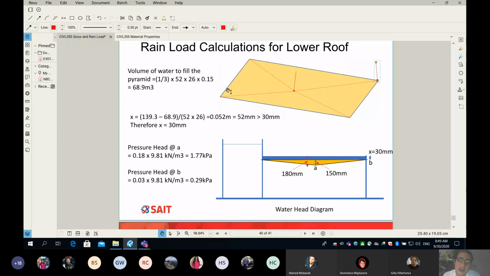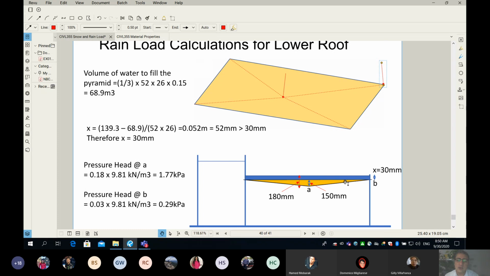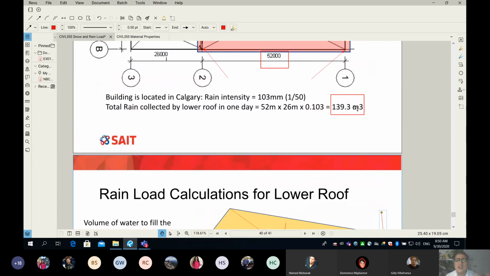Okay, guys, listen. In math, this is what we call a pyramid. Yes, true. Look at the situation right now. If my roof is flat, that's very simple, because the water head will be 103 millimeter. However, once I slope my roof a little bit by giving a low point and high point, the math will not be as easy, but it's not very difficult. Let's say my roof is going to collect 139.3. My roof 100% will collect this much.